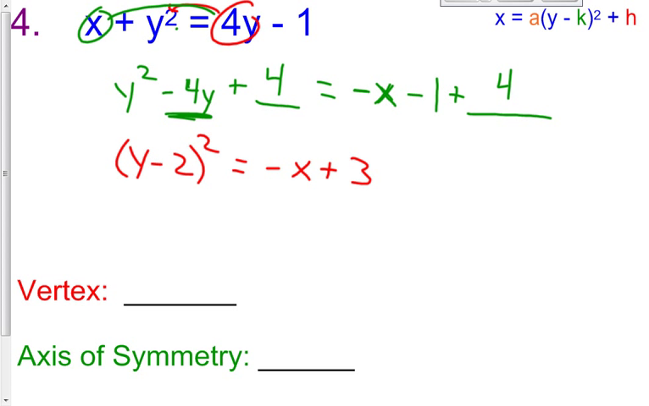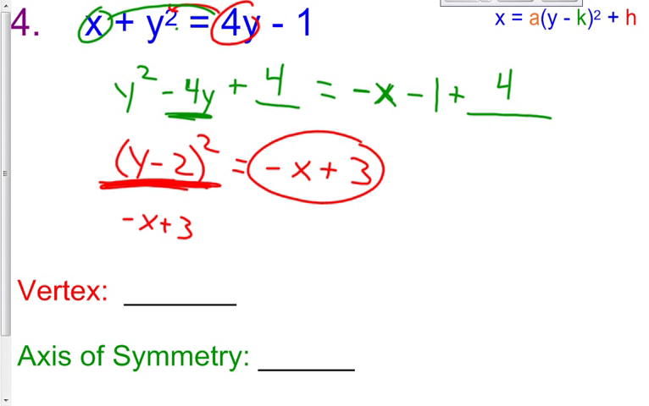So now, class, our brain is kind of used to seeing this binomial squared on the left. So I'm just going to rewrite this, putting this on the left side and this on the right side. So negative x plus 3 is going to go on the left, and the binomial y minus 2 quantity squared goes on the right. The only thing that changed from this line to this line was that I moved this over here and this over here. So don't be alarmed if that looks completely different.